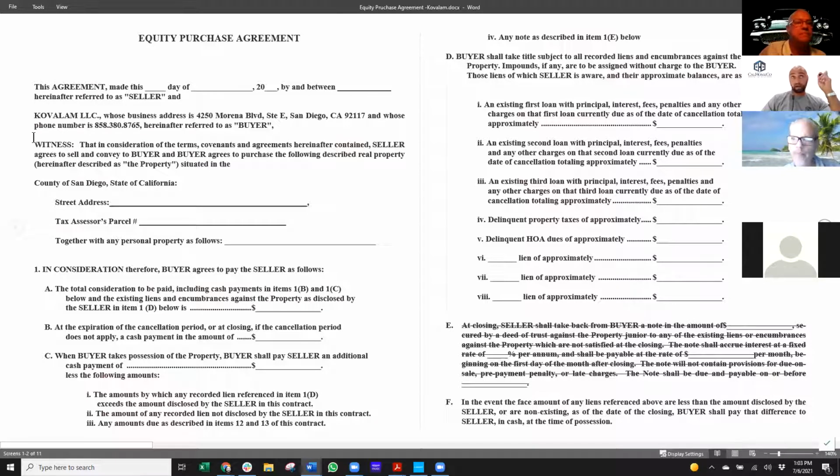First section is just the date of the contract. Second section is the buyer name. This is my LLC that I've been using for the last 8 years or so, and our address here on Moreno Boulevard. And then next section is the property that we're discussing, street address, the APN, the assessor's parcel number, and then any personal property as well, right?